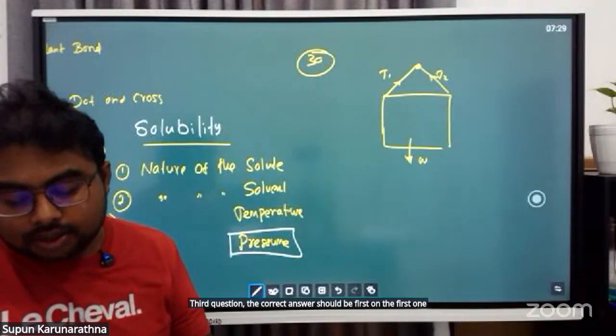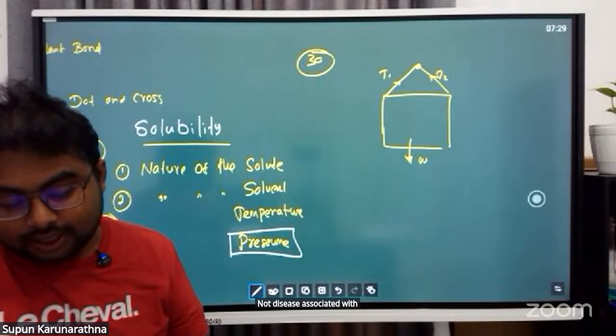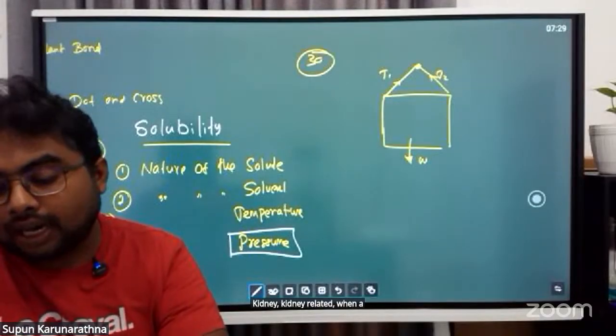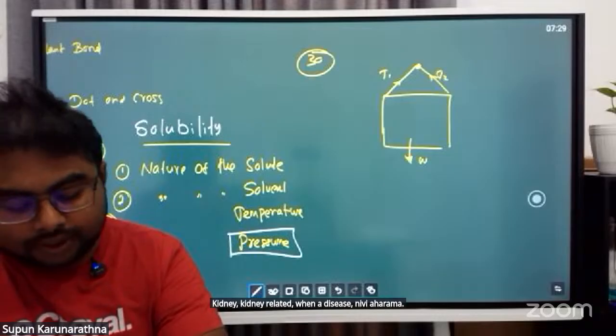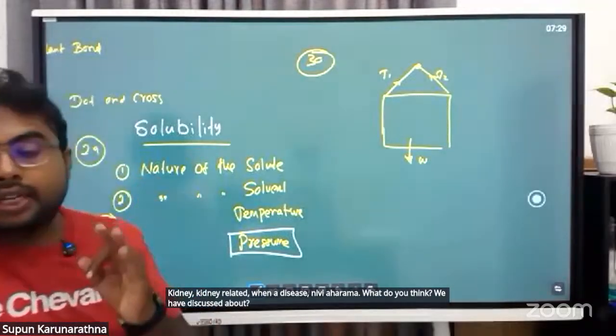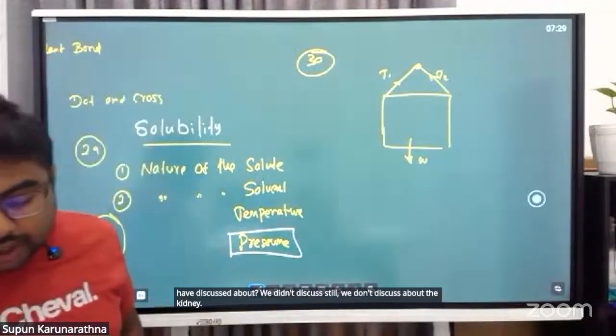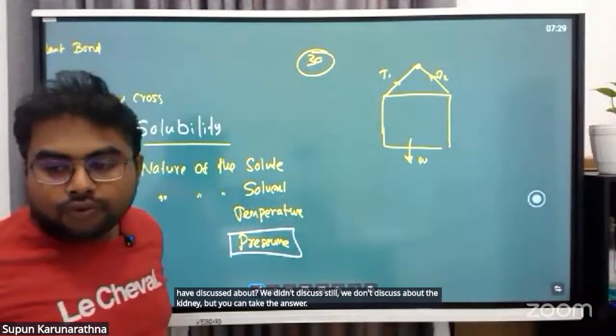Not a disease associated with the kidney. It's asking about a kidney-related disease. What do you think we have discussed about? We haven't discussed the kidney yet, but you can take the answer. What is it for the 31?